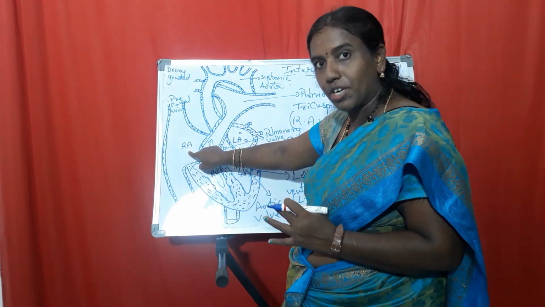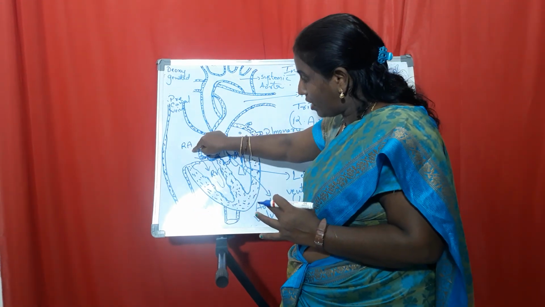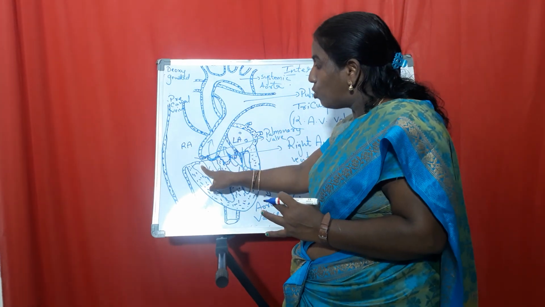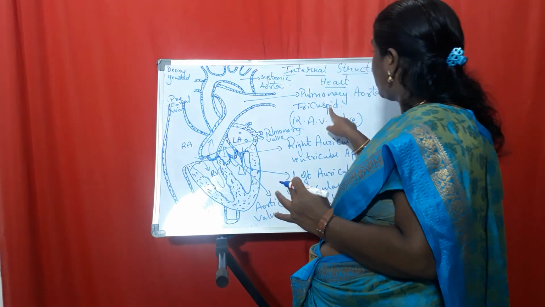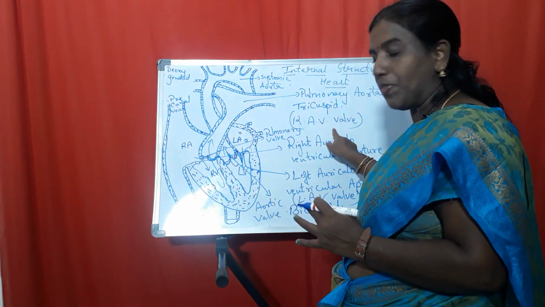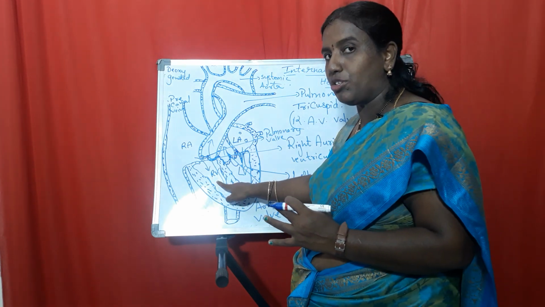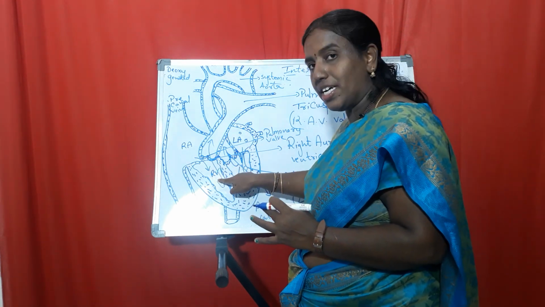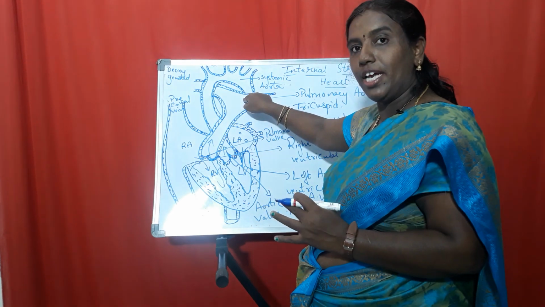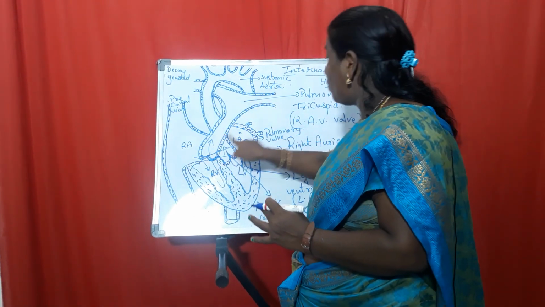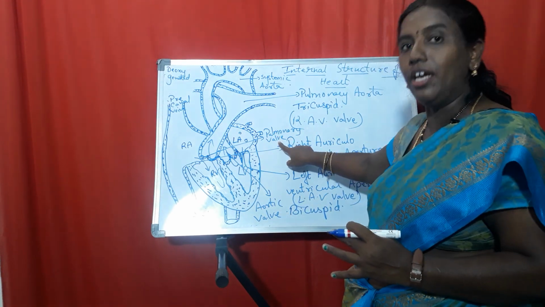Here we could see the right auricle receives blood from the precaval vein and postcaval vein. Blood enters into the right auricle. From the right auricle, blood enters into the right ventricle through the valve called the tricuspid valve. Then the blood which has entered into the right ventricle enters into the pulmonary aorta. Here there is a valve. That valve we call the pulmonary valve.